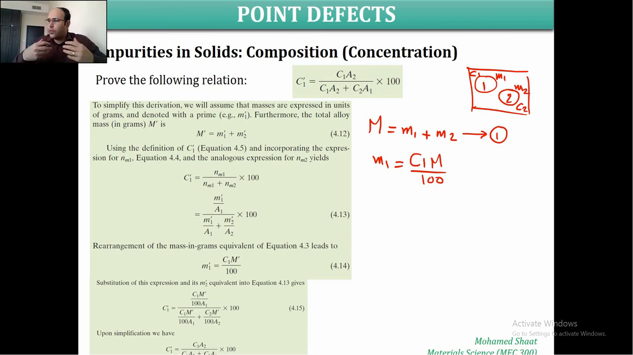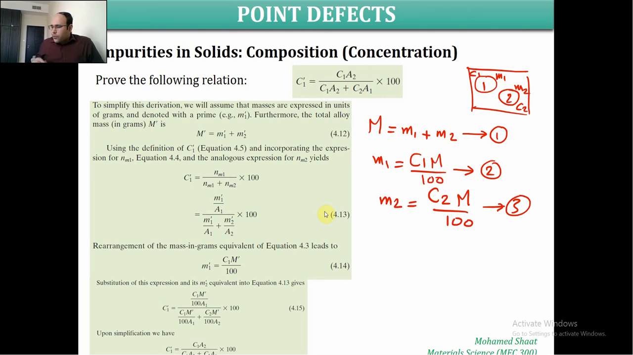This is the percent of M1 within this entire mass of the alloy. Like assuming that C1 is 90% of the total mass, it will be 90 divided by 100, which gives 0.9. Times the total mass of the alloy, you're going to end up with the mass of element 1. Makes sense. So this is one relation. Also, can we determine M2? It's going to be the same. It will be C2, the concentration of the second element, times the mass of this entire alloy divided by 100. This is going to give you another relation.